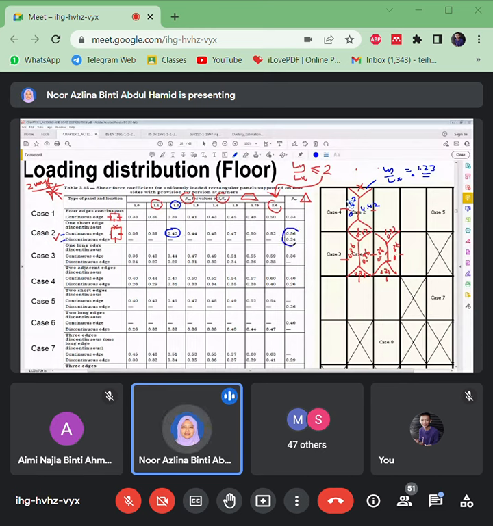So there's two conditions here. Continuous 0.36, discontinuous 0.24. Lihat sini, this triangle is discontinuous, right? Which is the value is 0.24. This is a triangle which is continuous edge. So 0.36.